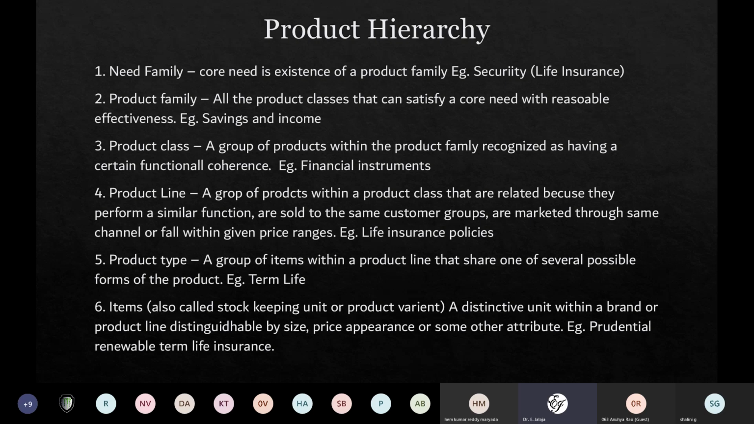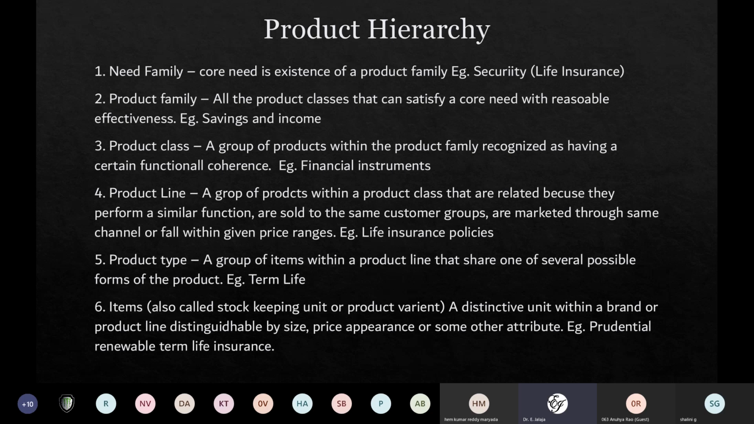When you want to understand product policy decisions, first we need to know maybe nomenclature of product. We also call it product hierarchy, right? First is the need family. This is a core need. Security, life security. So for security, we want life insurance. We don't know which life insurance or how much we are paying. No, nothing. But we want to provide security to our family. That is what the core need is.